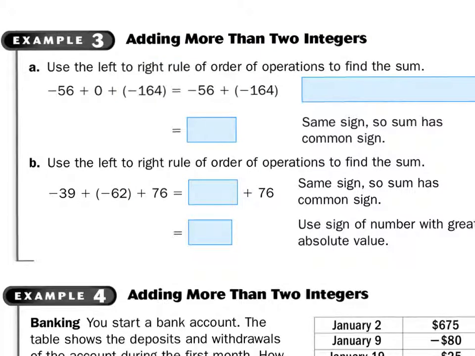In example 3, we will add more than 2 integers. We want to use the left to right rule of order of operations to find the sum, meaning we're going to add the first 2 numbers before we add that third number. So in this problem, we have negative 56 plus 0 plus negative 164. We're going to start with the negative 56 plus 0. That's the additive inverse property.